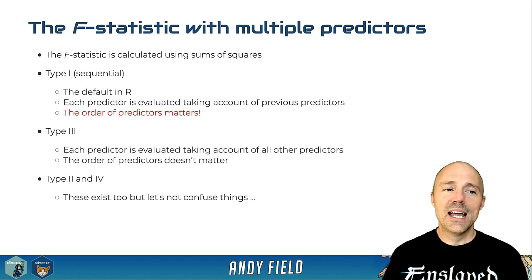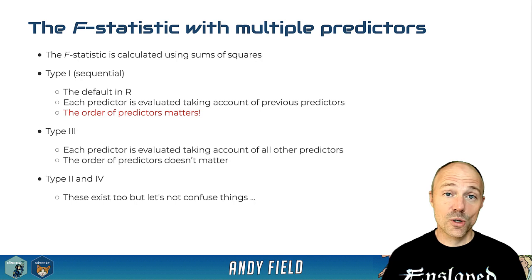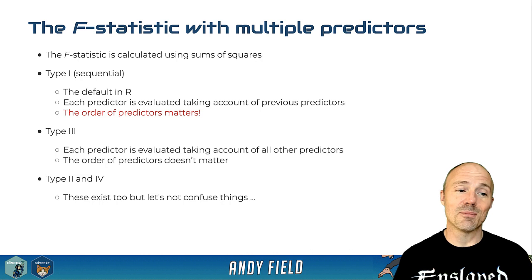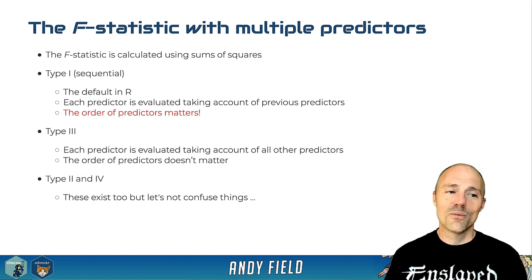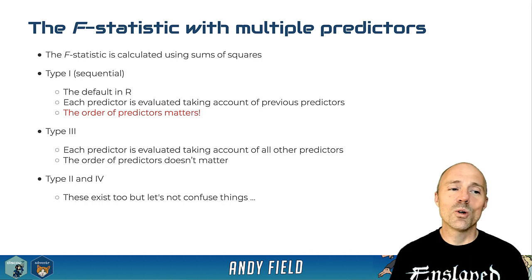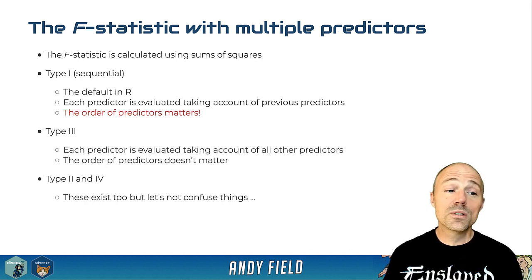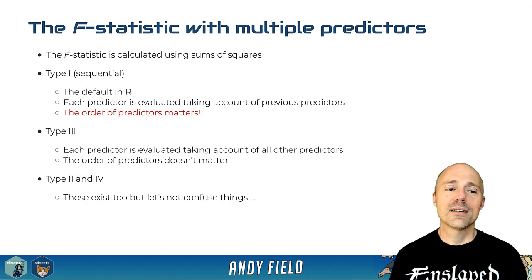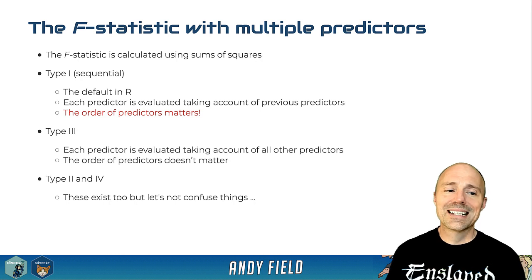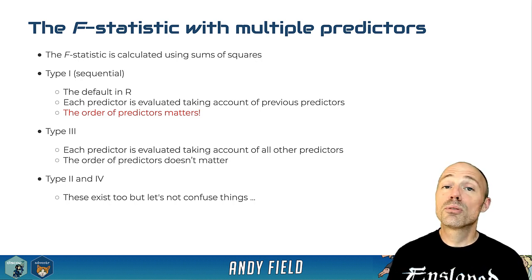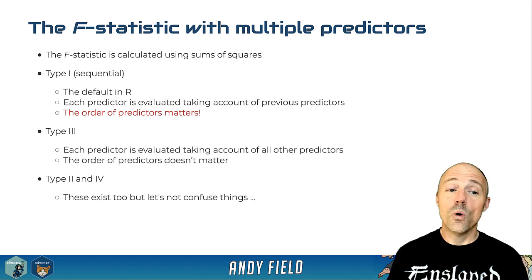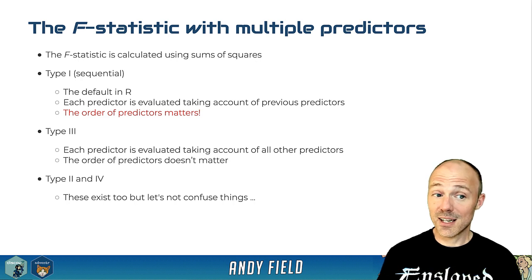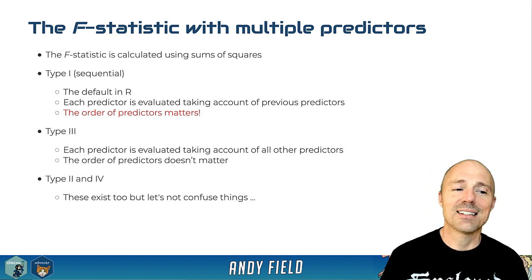So the F statistic is calculated using sums of squares. We know this from previous lectures. And actually, there are different ways that you can calculate sums of squares. Now, the one way is something known as type 1 or sequential sums of squares. Now, this is the default in R. And so if you do nothing, you will get type 1 sums of squares. And with type 1 sums of squares, each predictor in the model is evaluated taking into account previous predictors. So the order that you enter predictors into the model makes a difference to the sums of squares and therefore the F statistic.